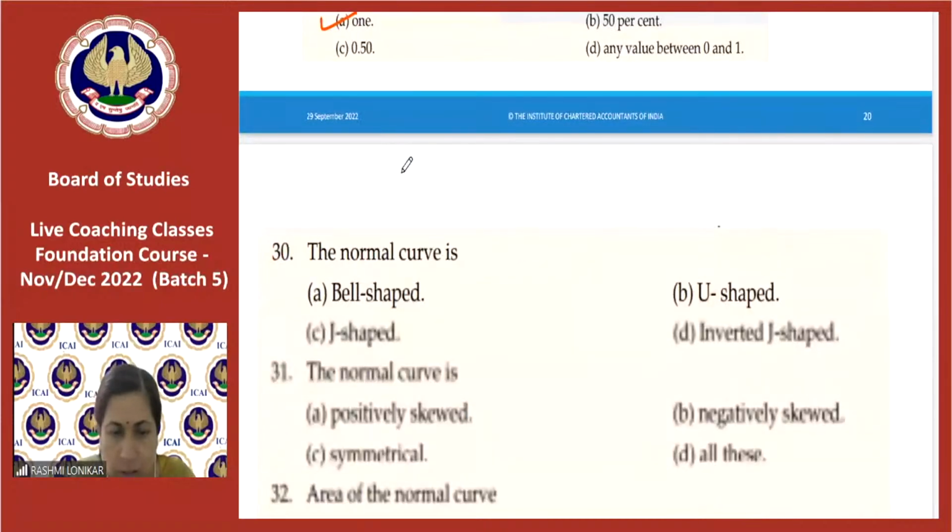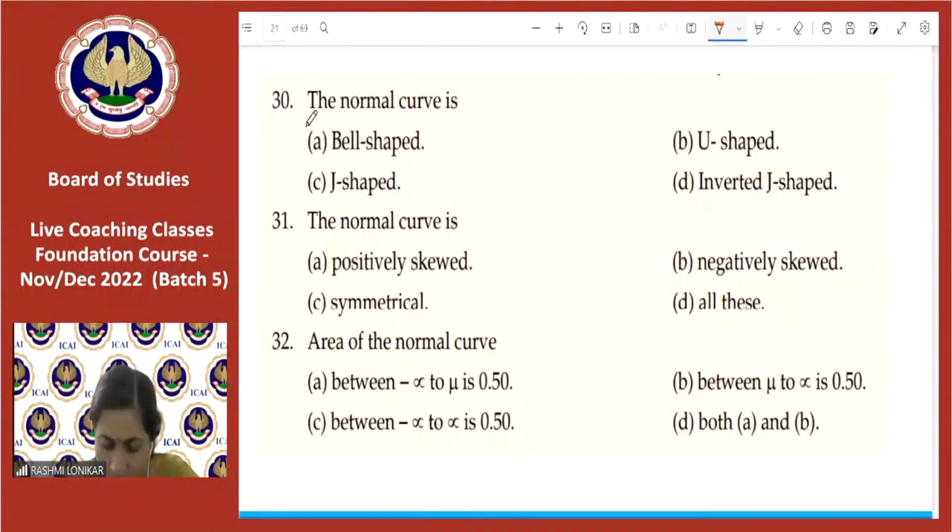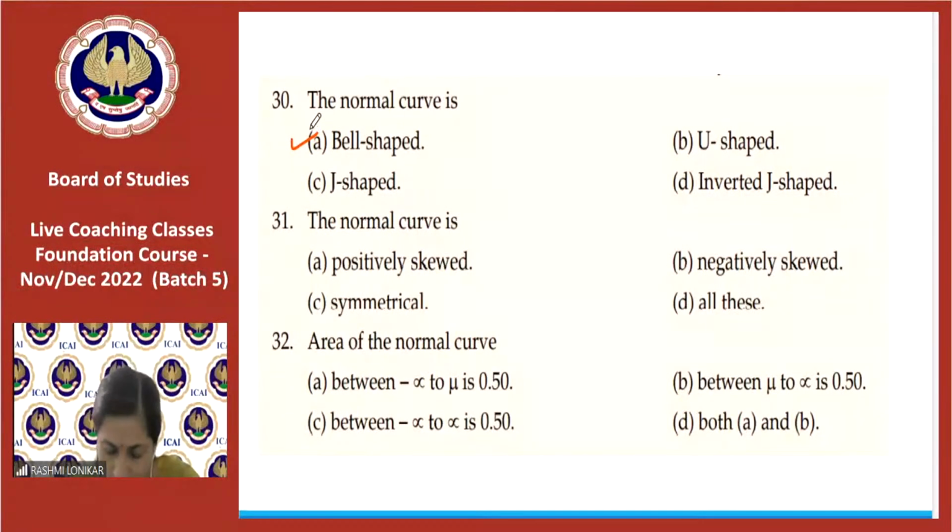Next, 30th question. The normal curve is, which? Yes, 30th answer. Sakshi, yes, very good. It is bell shaped. Bell shaped. Next, the normal curve is positively skewed, negatively skewed, symmetrical, all of these. Yes, 31 answer I want.